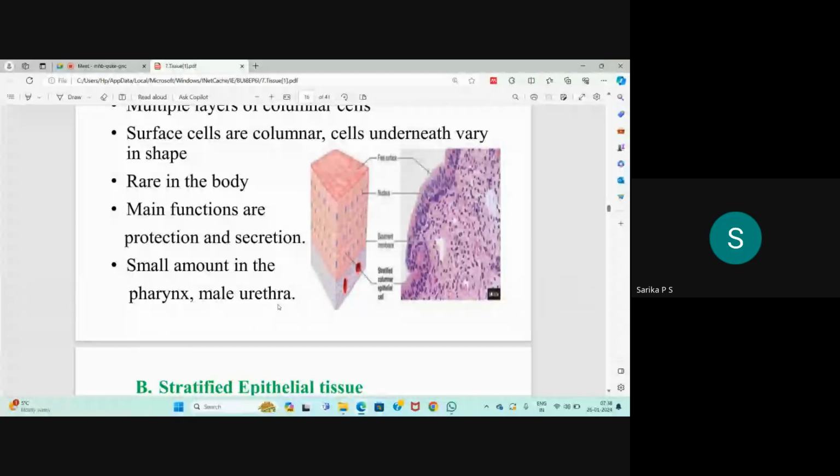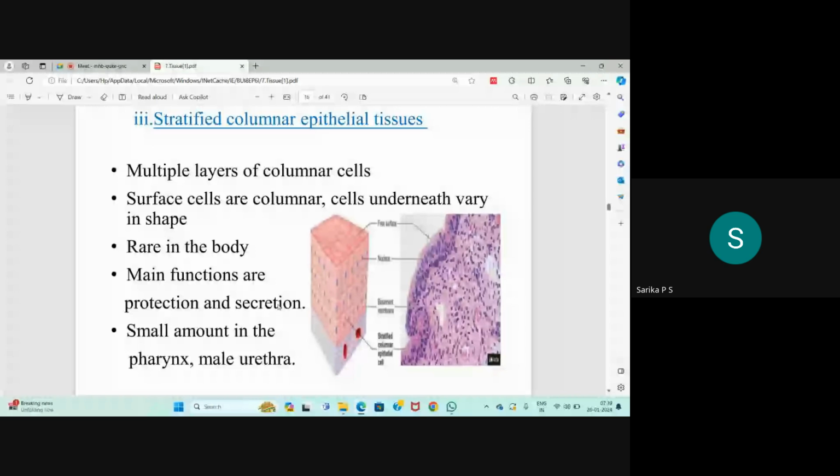Can you explain again? When you started stratified columnar epithelium, it was breaking in between. So columnar epithelial tissue has columnar cells and stratified means multi-layered. But what we have talked about, surface cells columnar, means in that particular multi-layered tissue, the surface layer or the outermost layer is columnar.